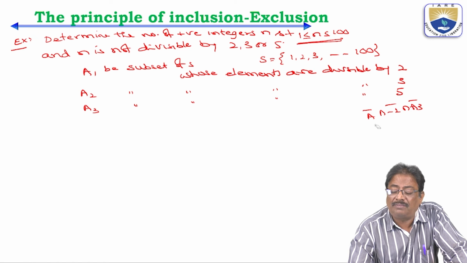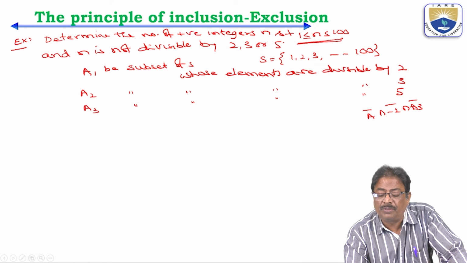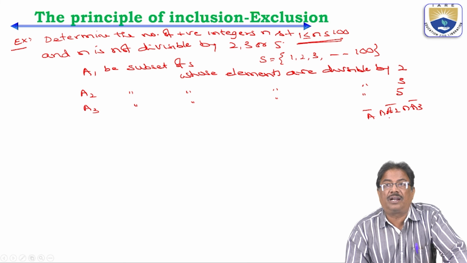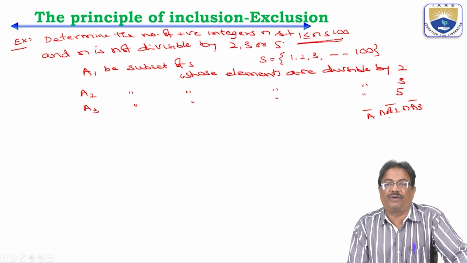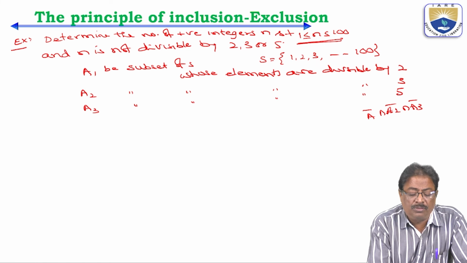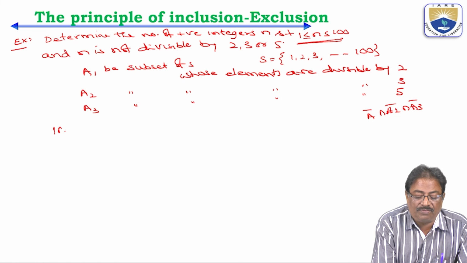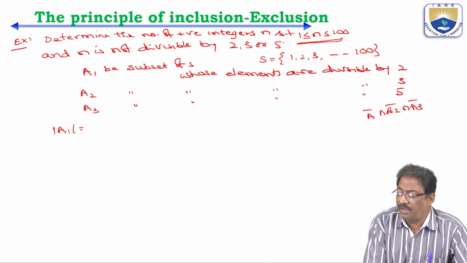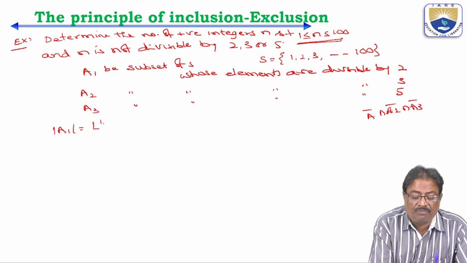That means I am going to find out the number of elements of S which are not divisible by 2, 3, 5. So now let us see how many elements are divisible by 2 from 1 to 100. This is the floor of 100 by 2. So there are 50 numbers.